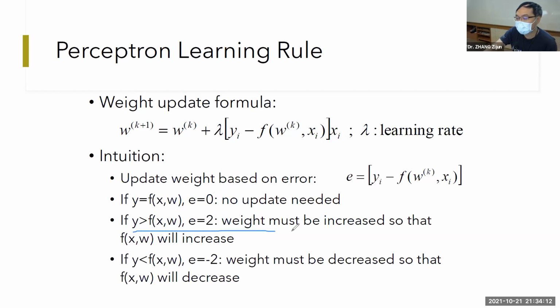If E equals 2, that means the weight must be increased so that the objective function can be increased. If E equals -2, that means the weight must be decreased so that the objective function can be further decreased.